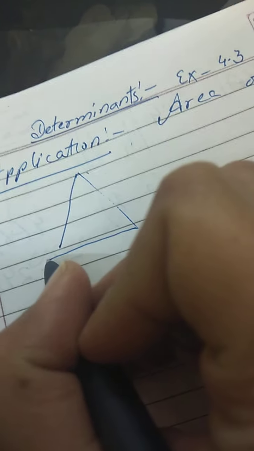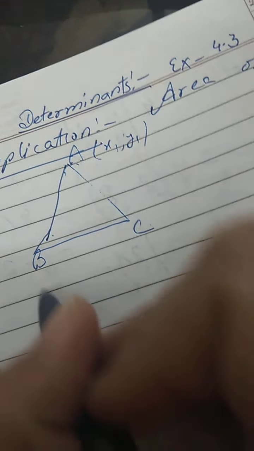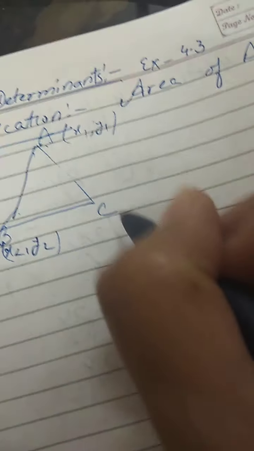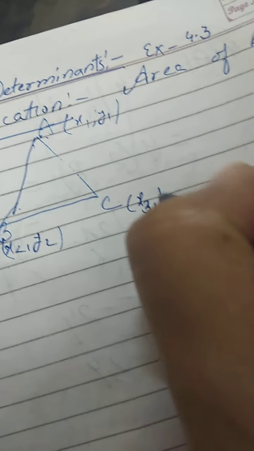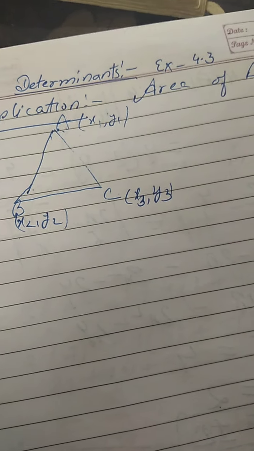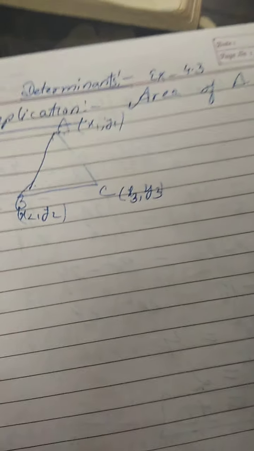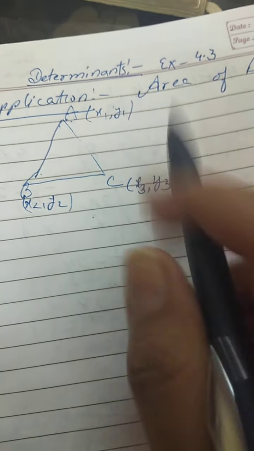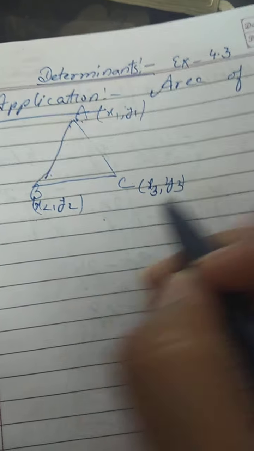Area of a triangle. We are taking any triangle ABC with the vertices given, and let us say the vertices are x1 y1, x2 y2, and x3 y3. If these three vertices are given, we have already done the formula to find the area of the triangle in junior classes, but here we will learn how to find the area of a triangle using determinants, right?